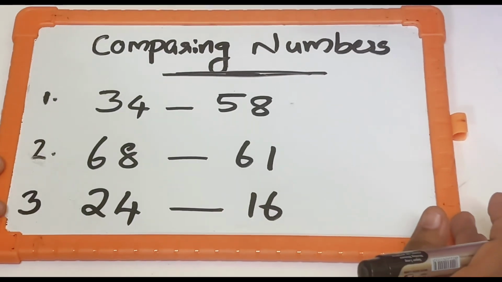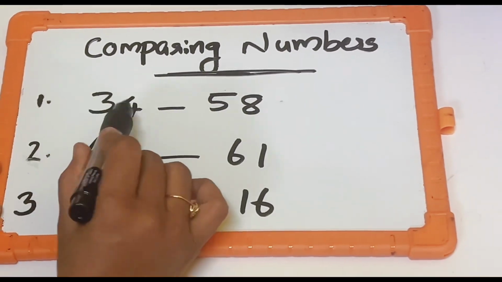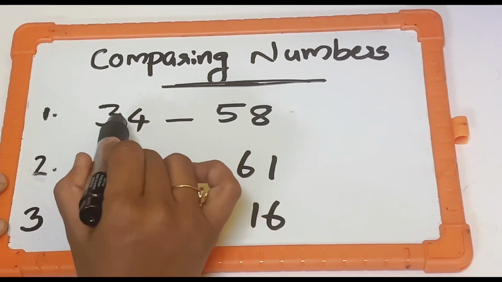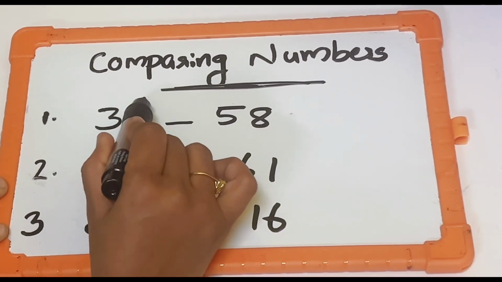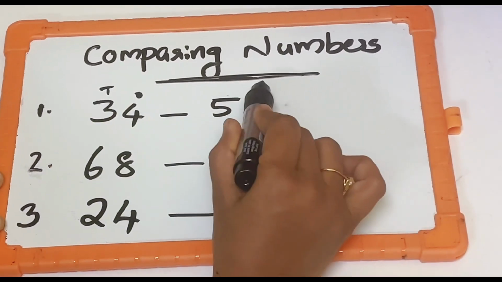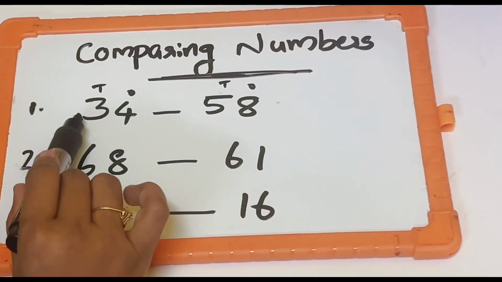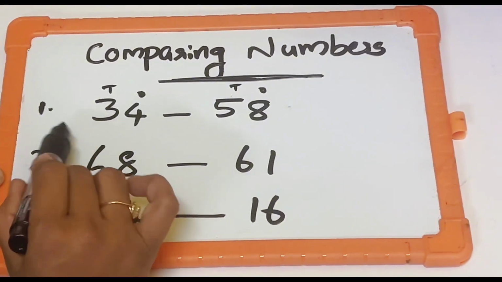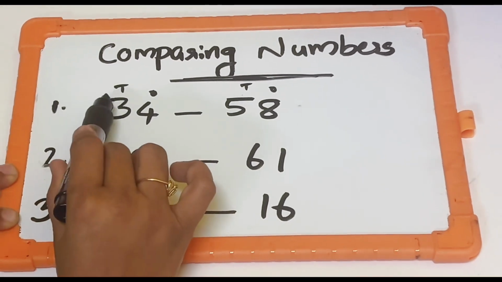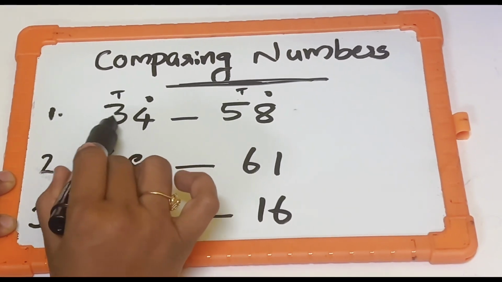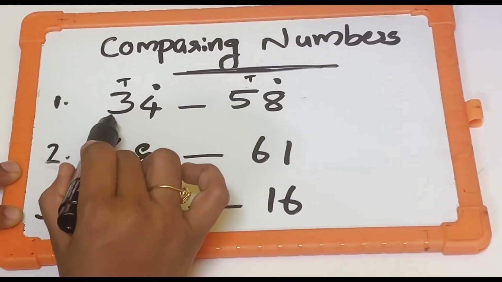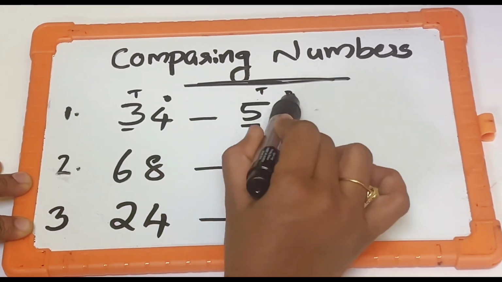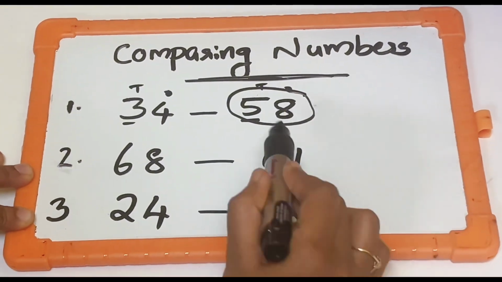Let's see some examples. The first one is 34 and 58. Here, first we have to check the position of each digit: ones place, tens place, ones place, tens place. We have to compare from the left, so first we compare the tens place numbers, 3 and 5. Which is bigger? 5 is bigger, so 58 is the bigger number.